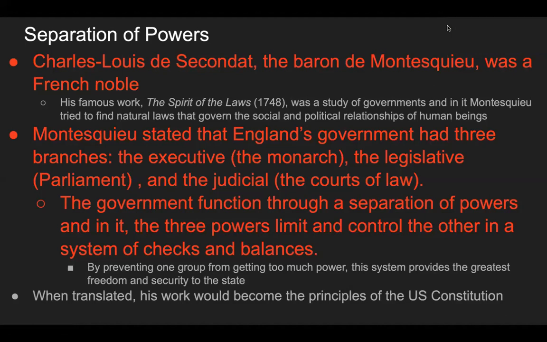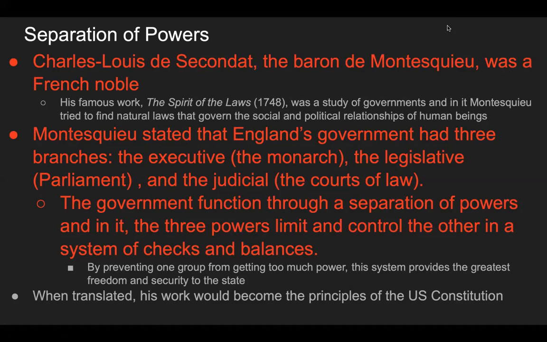All right, separation of powers. So, test question right off the bat. Charles Louis de Secondat, the Baron de Montesquieu, was a French noble. His famous work, The Spirit of the Laws, published in 1748, was a study of governments, and in it, Montesquieu tried to find natural laws that govern the social and political relationships of human beings.